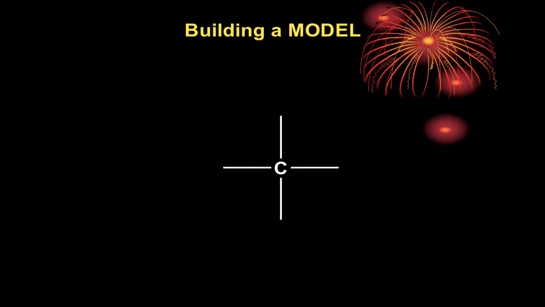So first thing that we need to do is we need to build a model. So get out a single sp3 hybridized carbon atom out of your kits, and get one each of the colored spheres. So you should have a white sphere, a red sphere, a blue sphere, and a green sphere. Okay?